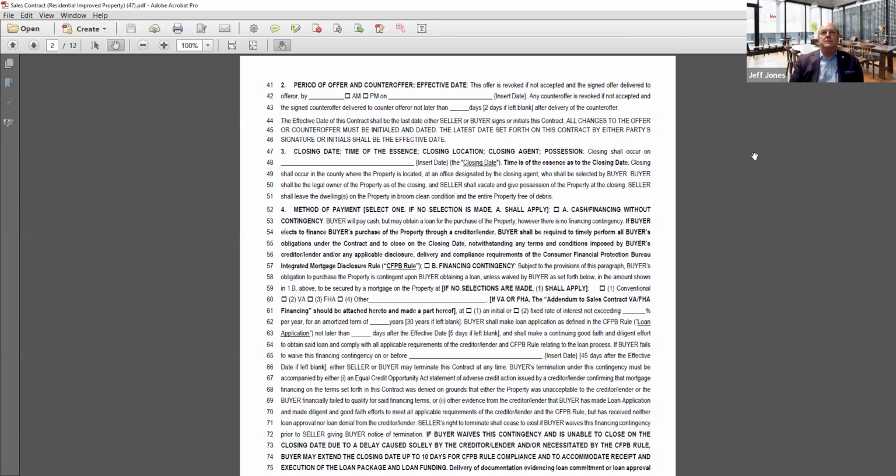The closing date, let's talk a little bit about time of the essence. Time of the essence means that if that date comes and goes without an event occurring, the party that does not perform by that date is in default. The only time of the essence in this contract is the closing date. In the FAR bar, all dates are time of the essence.